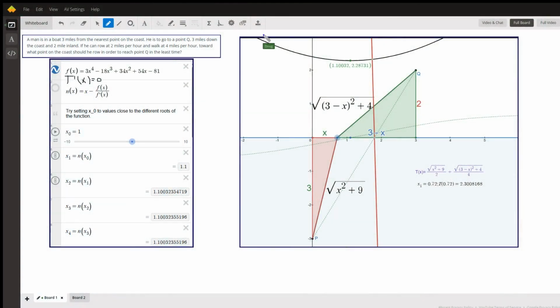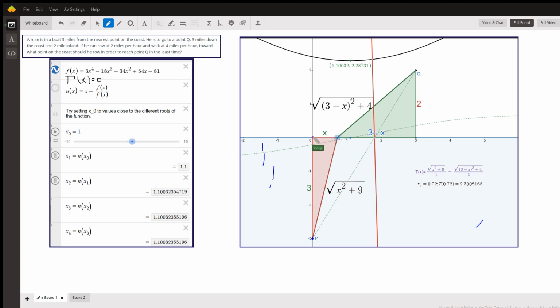Okay, we've got a man in a boat right here in the water. That's this blue area right down in here. He's 3 miles off, closest point to shore. He has to get to point Q as quickly as possible. And that point is 3 miles down the coastline and 2 miles inland.